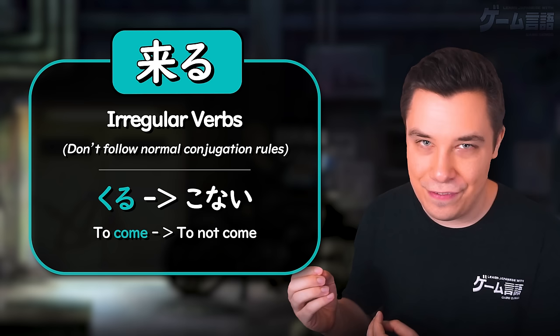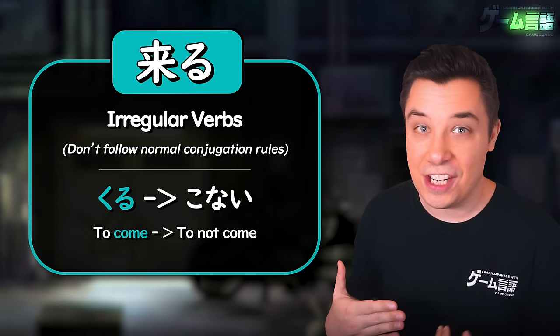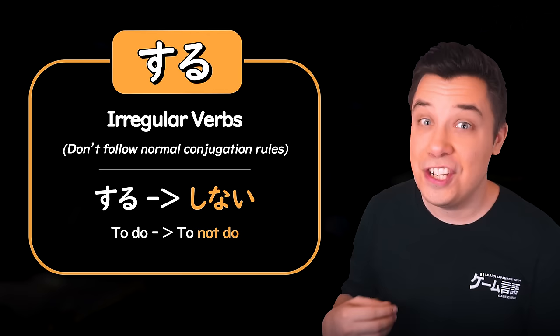Kuru, to come, when in the negative is actually konai, and suru, to do, when that's in the negative, it's shinai. So these are three exceptions that don't follow the previous classification rules, but we'll be seeing that a lot in this video.